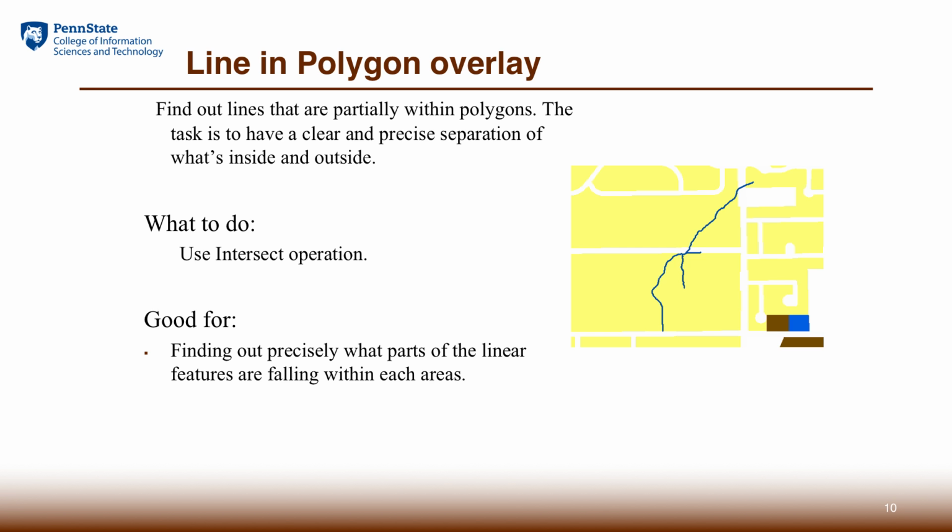In the example we show here, we are interested in the distribution of creeks across different parcels. In order to get clear statistics, we need to figure out even if a creek is only partially inside, but we don't want to know exactly how long.